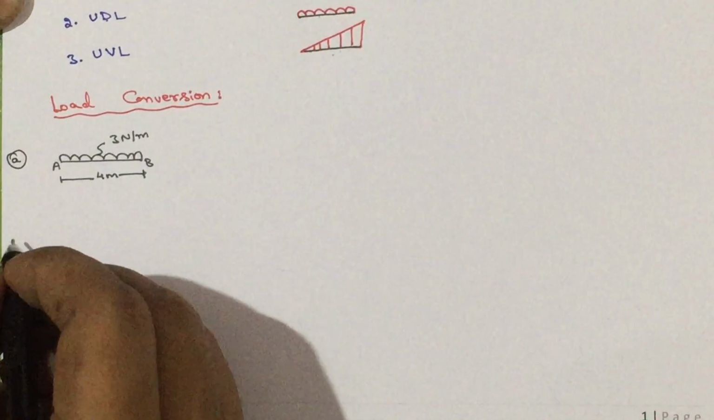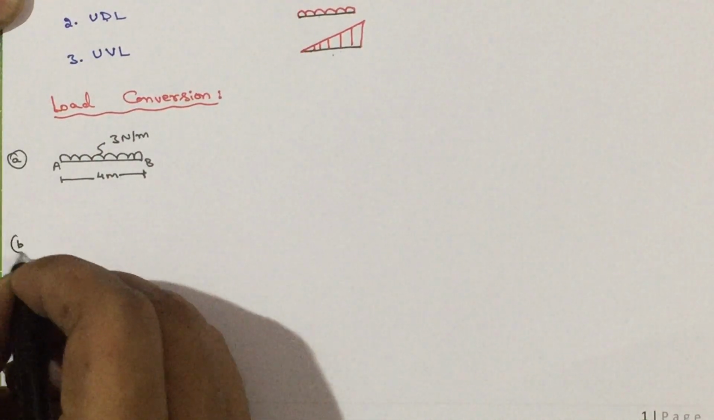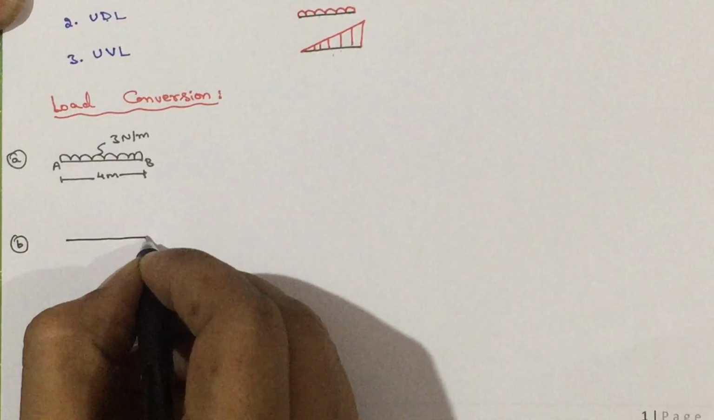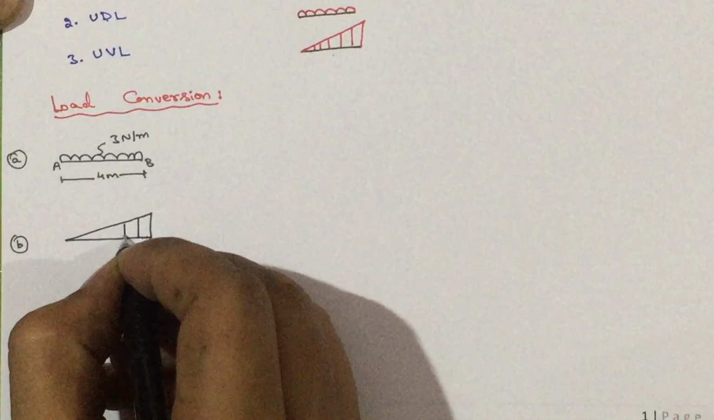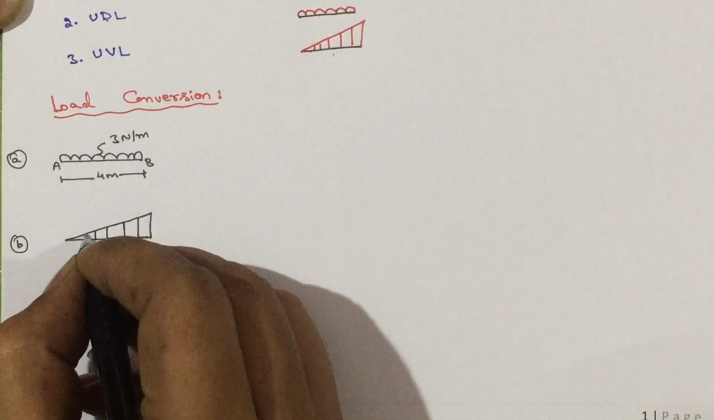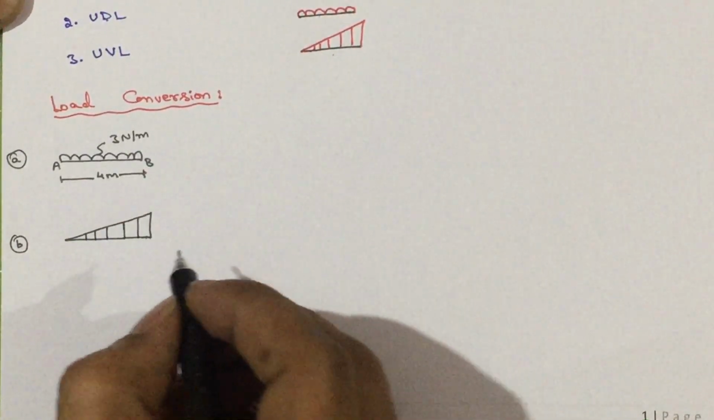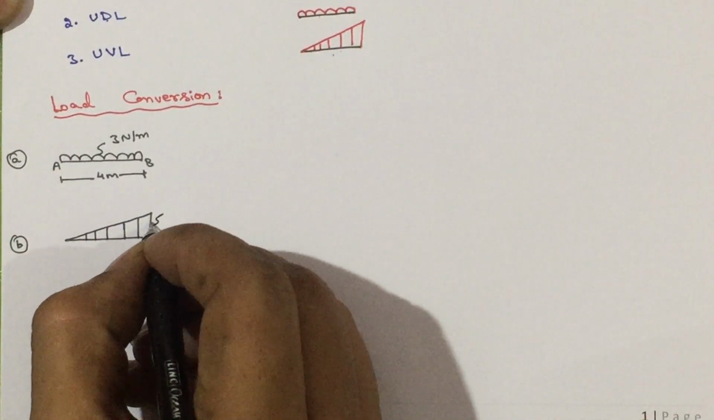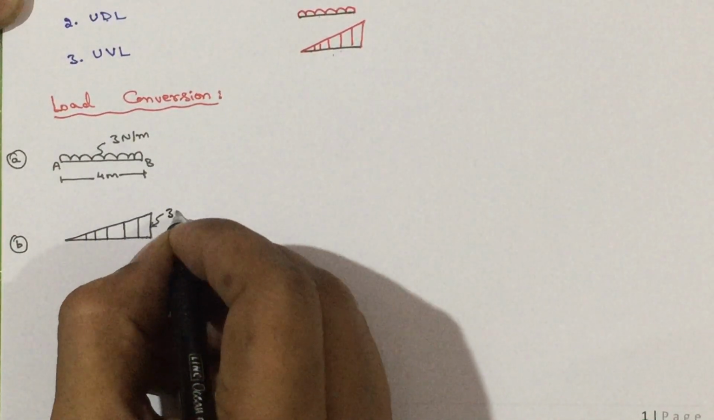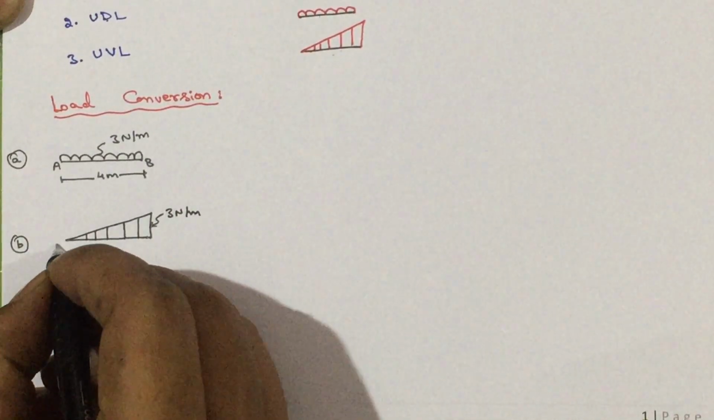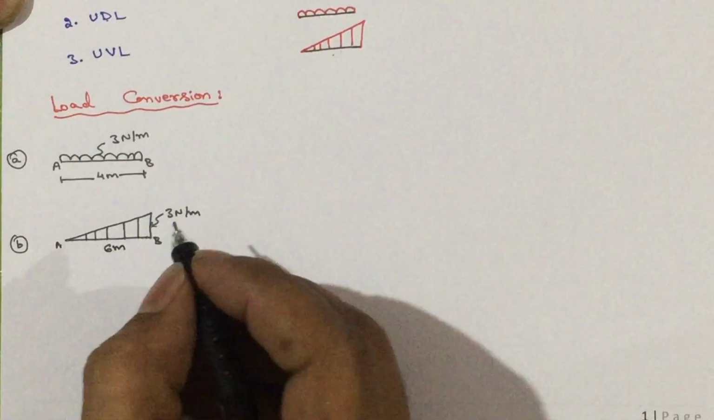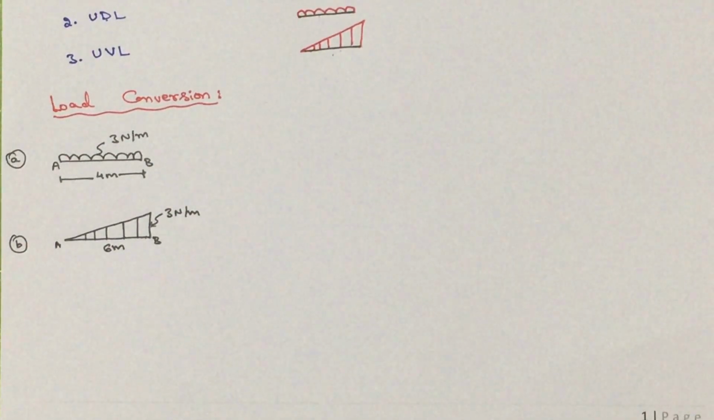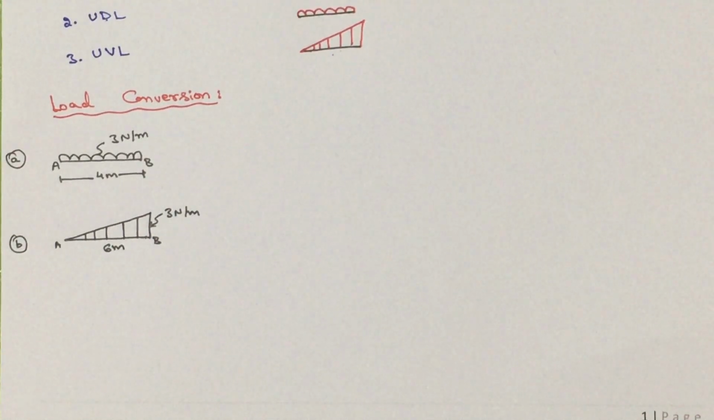The next case will be UVL, uniformly varying load, or we also call that one triangular load, since it is of the shape of a triangle. Let the load intensity be 3 Newton per meter. This is A point, B point, and let the distance be 6 meter. So, these are the two cases. Okay, first let us solve this one, then we will move on to the further things.